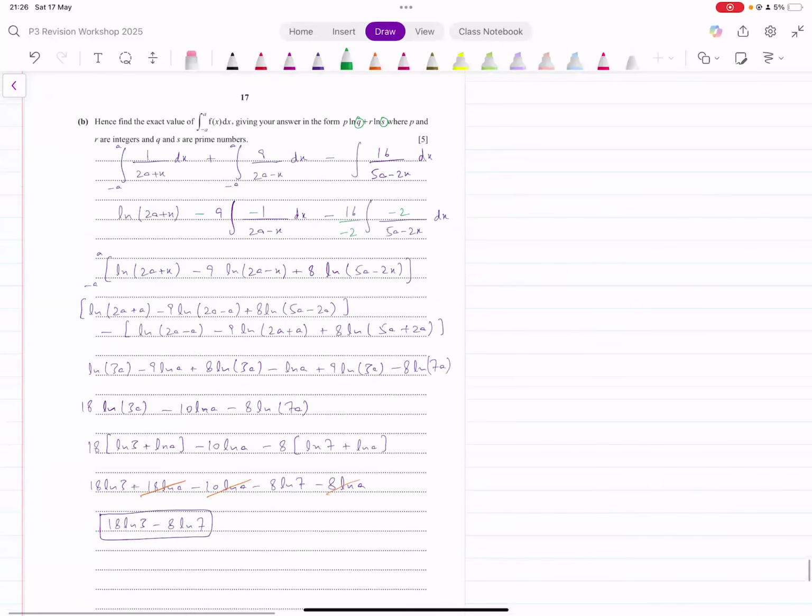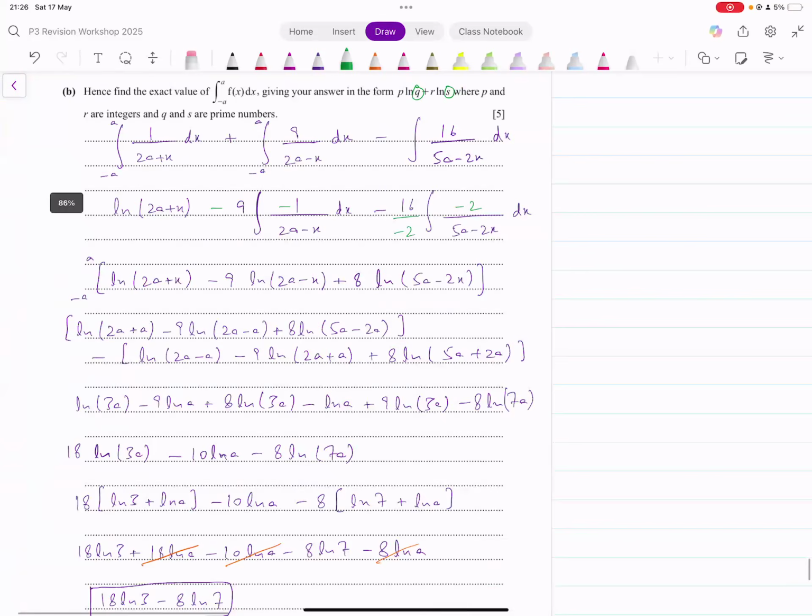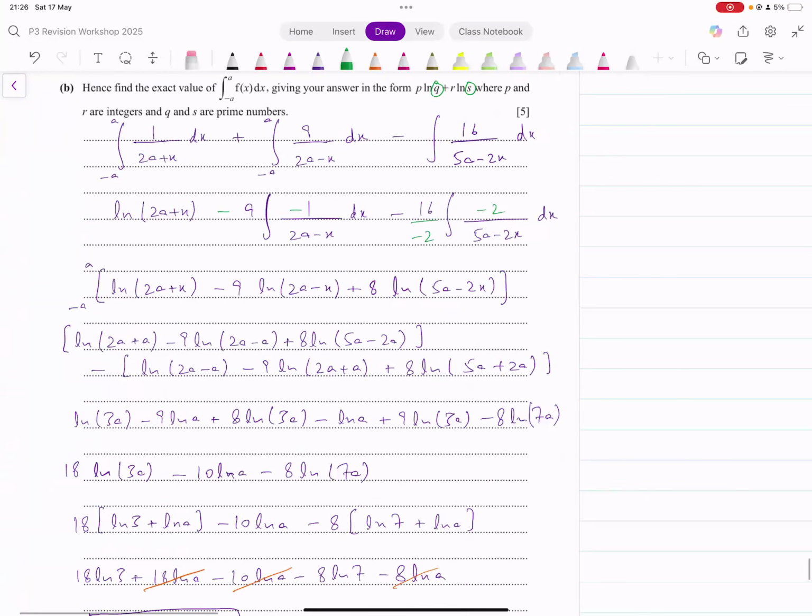Again, you have something in terms of a. In the first part, they wanted you to find partial fractions, and the fractions that you have are in terms of a here.